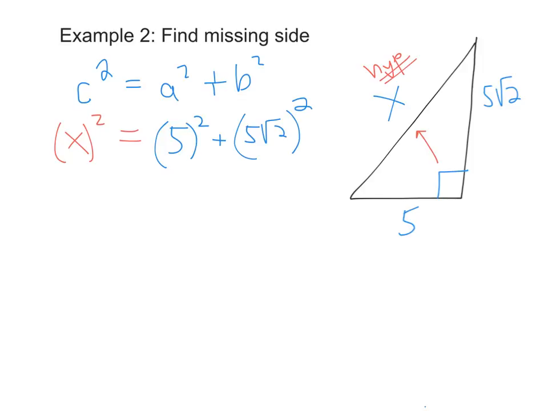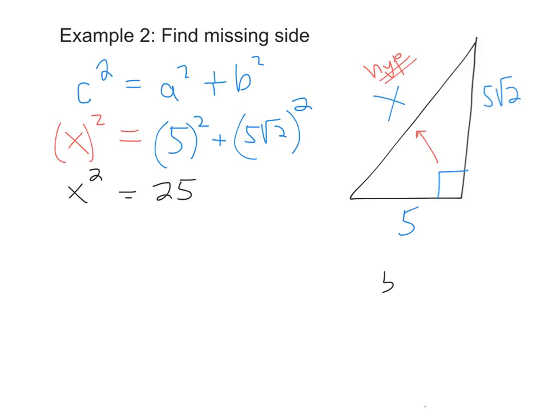Okay, now remember, squared means multiplied by itself. So what's different in this problem from the previous one is that the missing side we're trying to determine is in fact the hypotenuse. In the last example, it wasn't the hypotenuse, but that's okay. All right, so we have x squared. That's our hypotenuse squared. 5 squared is just 5 times 5. That's 25. Now be very careful when squaring 5 root 2.